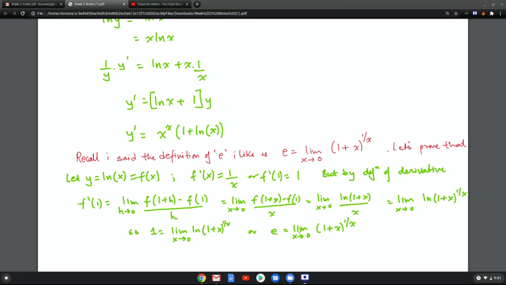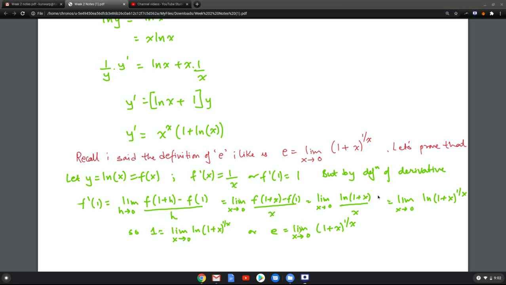But I can also write f prime of 1 using the definition of derivative as this limit, h goes to 0, of f of 1 plus h minus f of 1, all divided by h. Now h is just a variable. I can replace that by x and rewrite it in terms of x. f of 1 is 0, and f of 1 plus x is log of 1 plus x. Log of 1 is 0, so this is actually just log of (1 plus x) divided by x, which by the log property becomes log of (1 plus x) all raised to 1 over x.